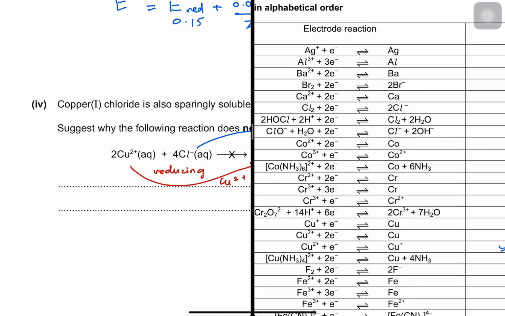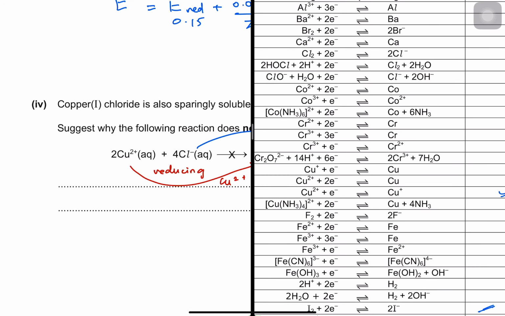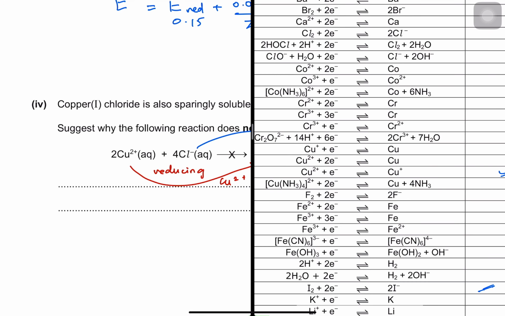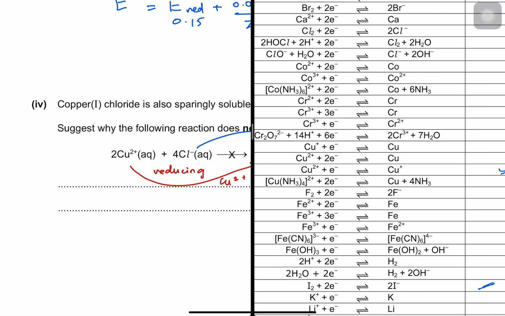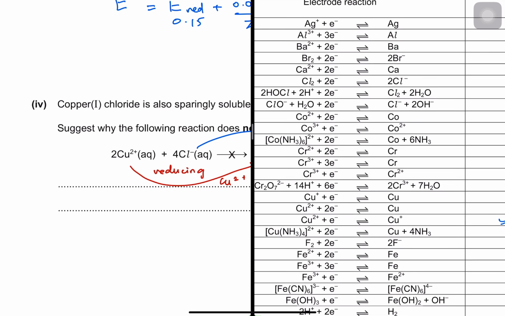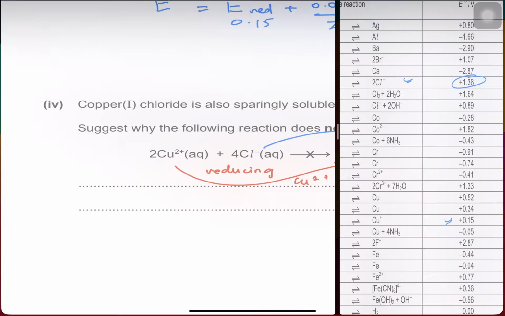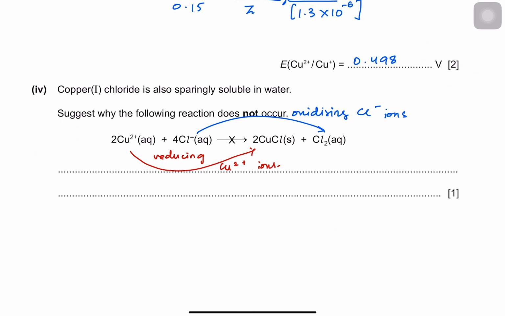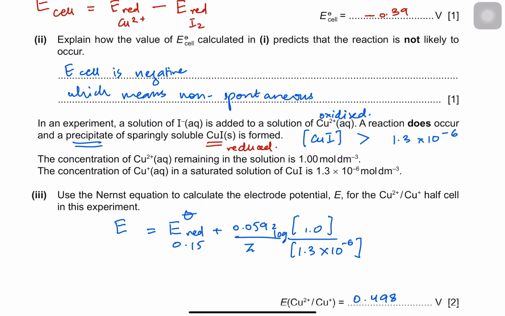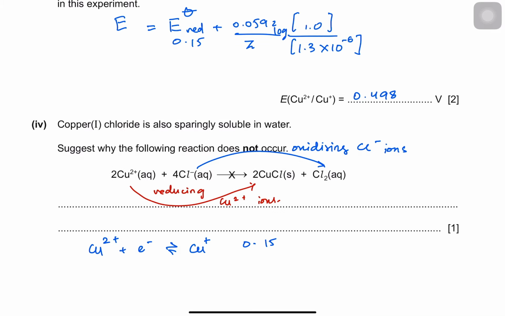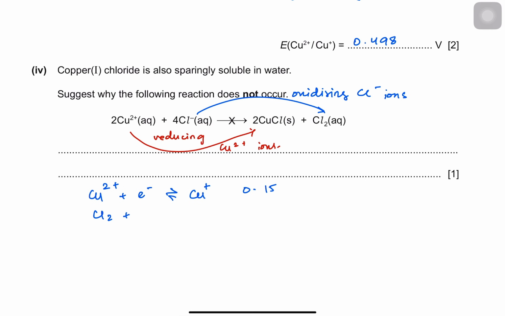Chloride का value उठाते हैं. Chloride का value Cl ना. This is Cl. ये रहा. It's very positive, यार. It's very positive. 1.36. So copper वाले का reduction potential था only 0.15. But chlorine का electron gain करने का potential है 1.36.